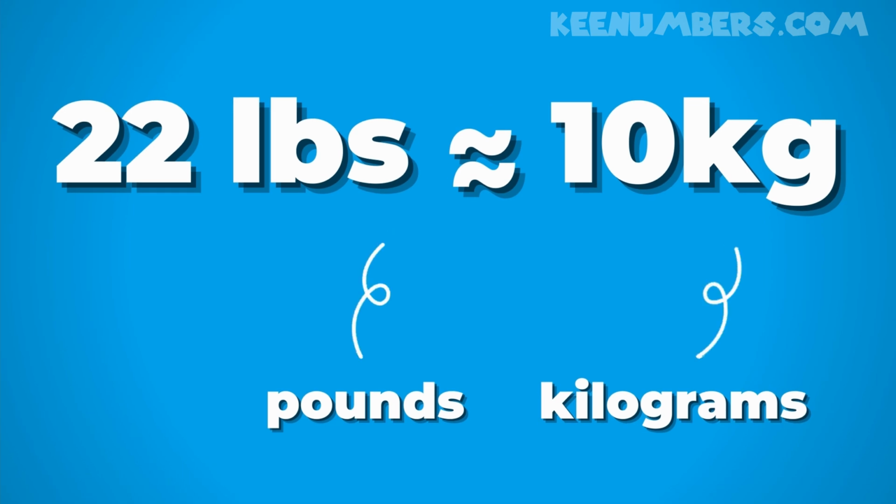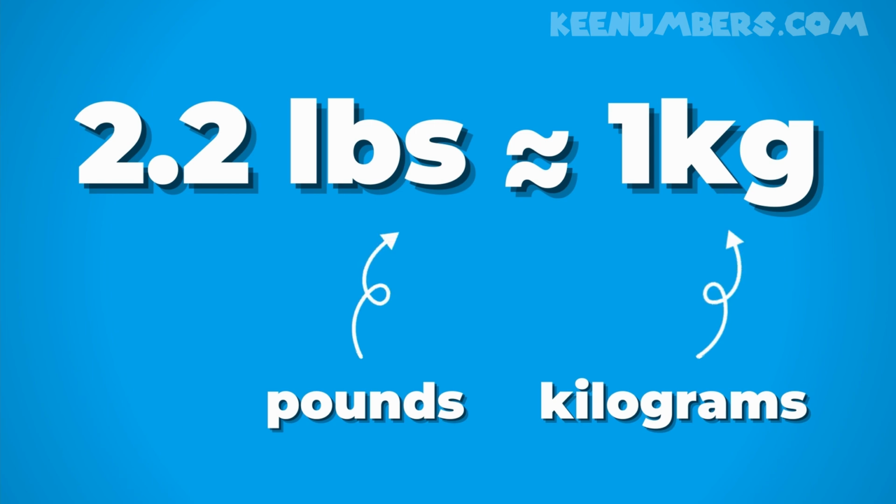We need a way to go back and forth between pounds and kilograms, so here you go. About 22 pounds are in 10 kilograms. And if you want to take it and make it smaller, well, 2.2 pounds is about 1 kilogram, roughly.